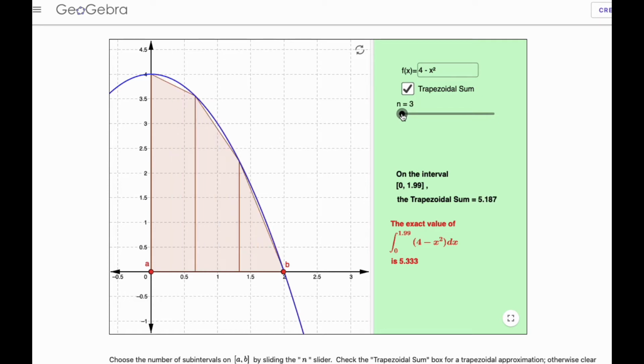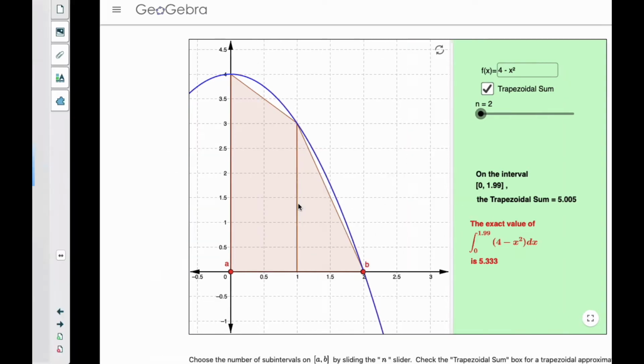And so if I consider this, let me get this to 2. When I look at the trapezoid, here's my height, and then here's base 1, and here's base 2. Here's my height, base 1, and base 2, and then this base 1 is used twice. And so we're going to actually derive the trapezoid rule.